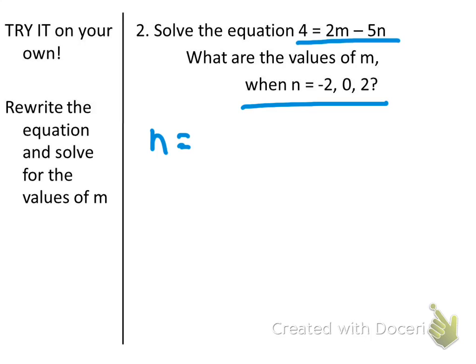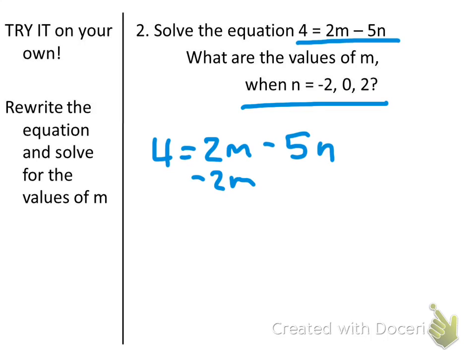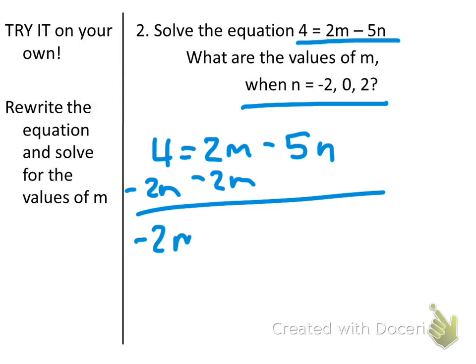Okay, so to solve for m, you should have found that you moved your m to the other side, so minus 2m, minus 2m. So now I have negative 2m plus 4. Did I do this correct?